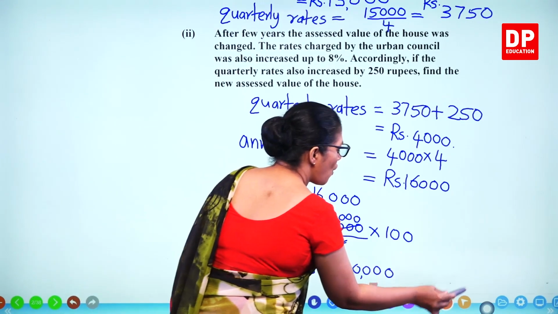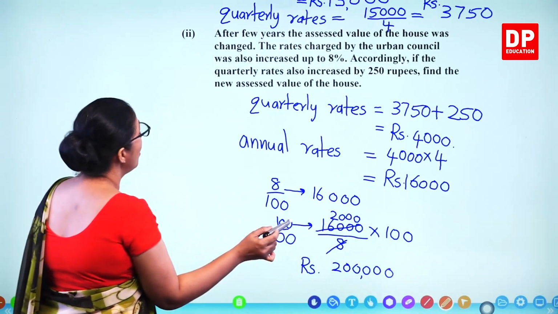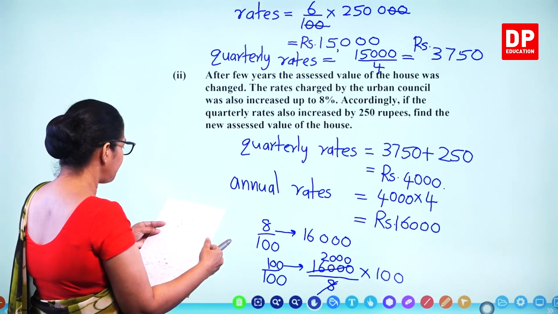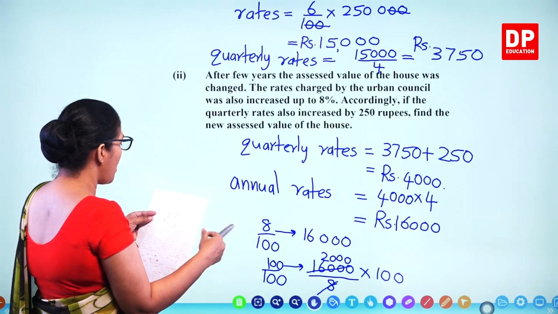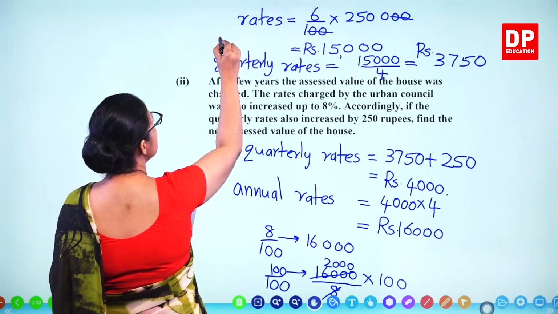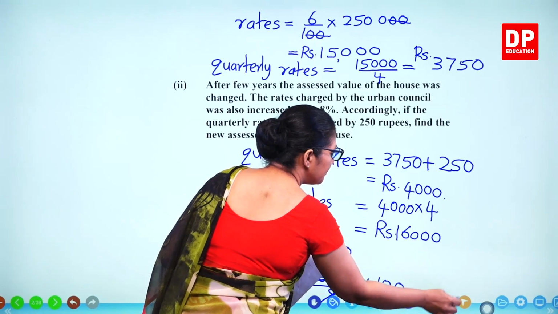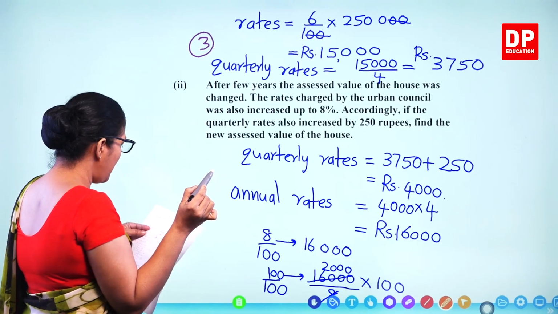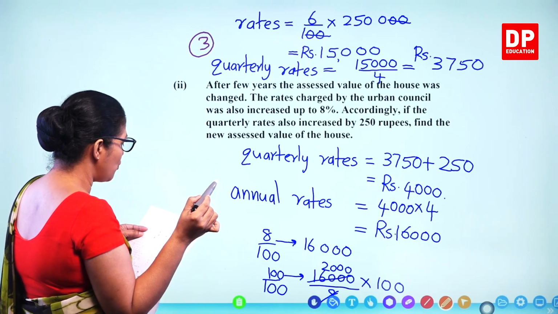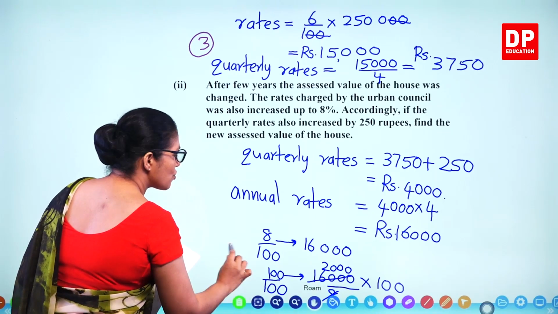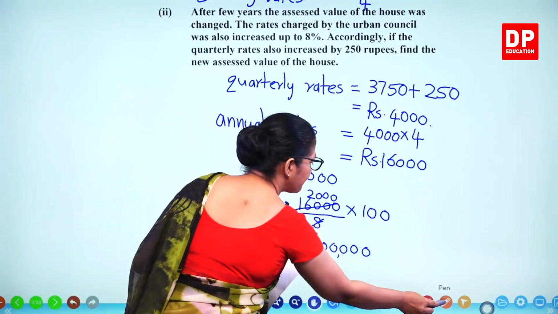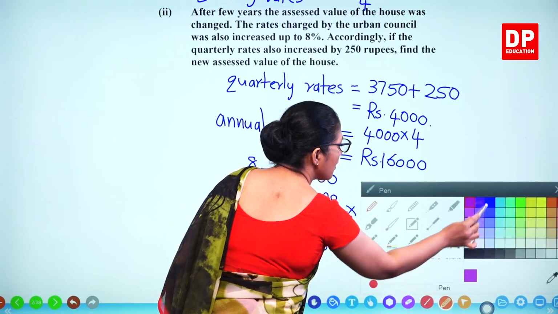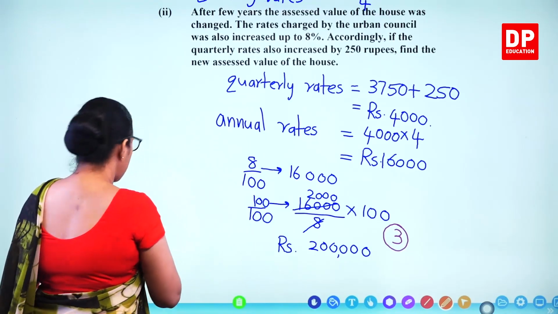So how many marks for these 2 steps? You are getting 3 marks for finding the quarterly rates, and then the new assessed value of 200,000 rupees is also 3 marks. So let's take the next one.